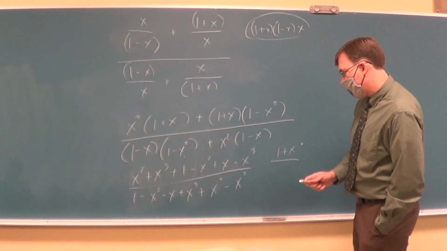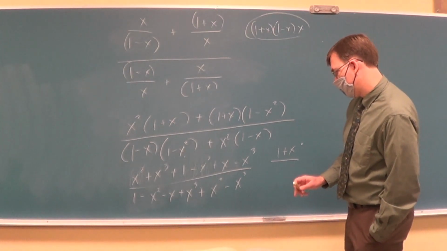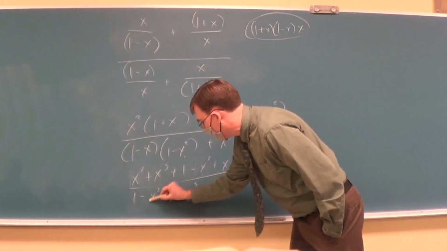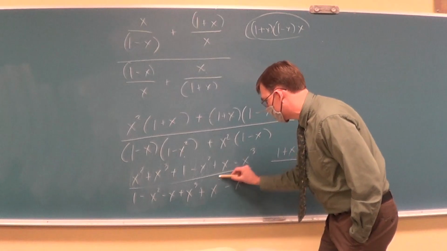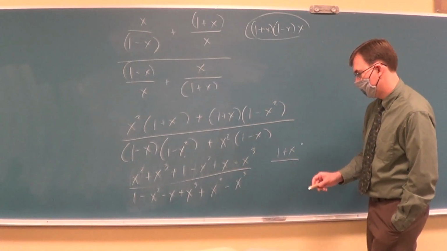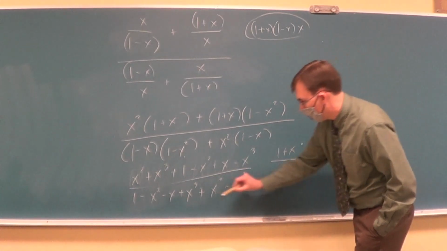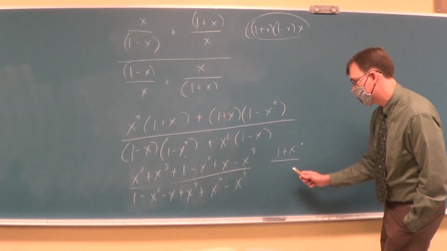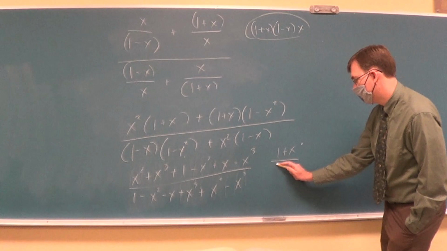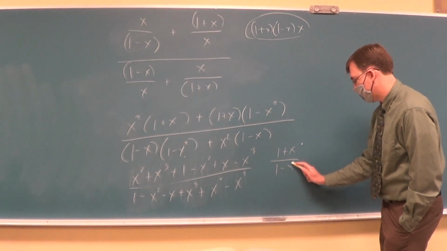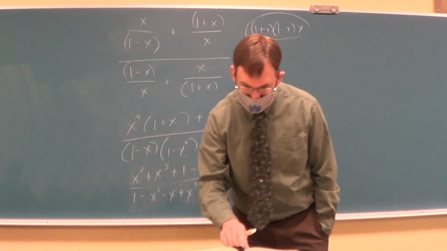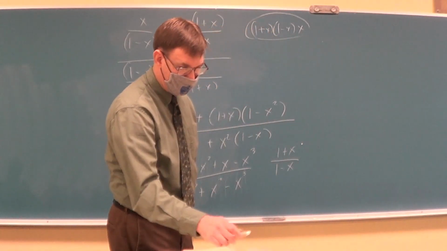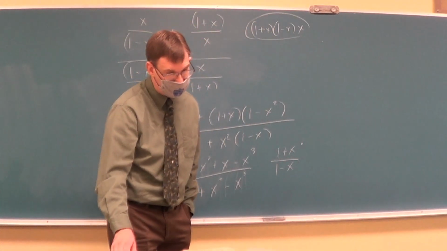Bottoms, anything on the bottoms can go? x squared, there's a negative x squared, there's a positive x squared, vanish. x cubed, positive x cubed vanishes with a negative x cubed. So left standing, 1 minus x. And then let's see if that's what they think it is. That is what it is. We agree.